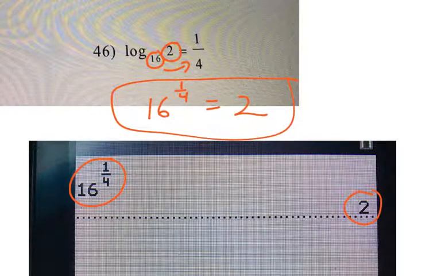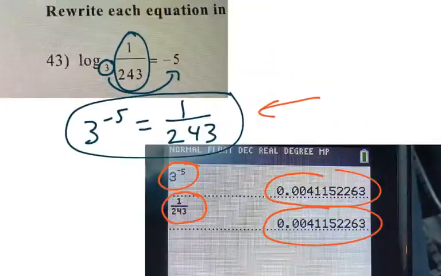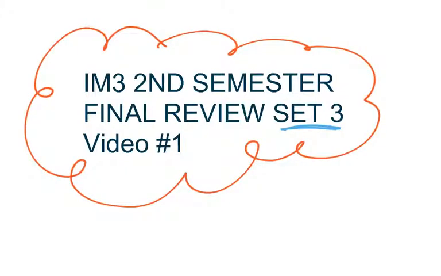And so, guys, that concludes this video. Converting log equations, rewriting them into exponential equations.